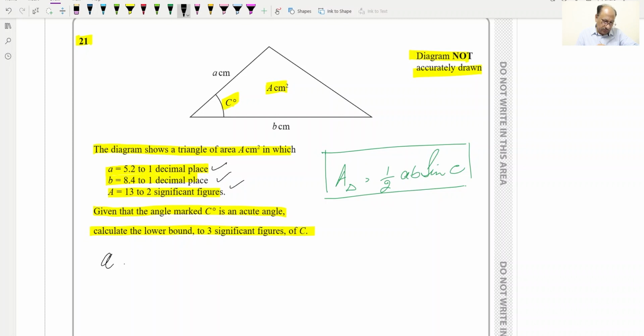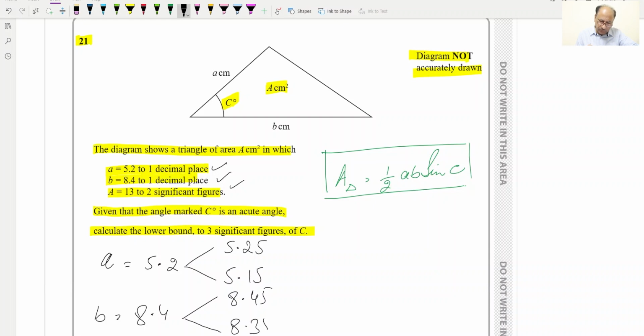So a is equal to 5.2, and we will take the upper bound and lower bound. Since it is rounded to 1 decimal place, 5.25 we will take as the upper bound, and 5.15 we will take as the lower bound. Similarly for b, which is 8.4, we will write the upper bound and lower bound, because it is also rounded to 1 decimal place, so the upper bound will be 8.45, and the lower bound will be 8.35.